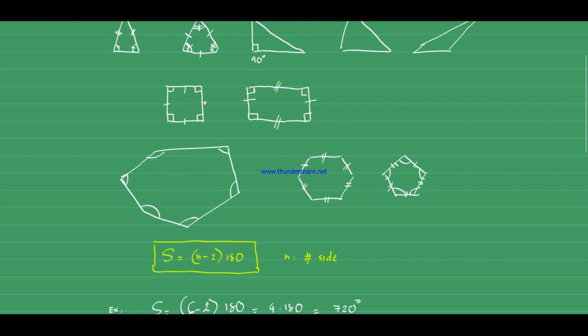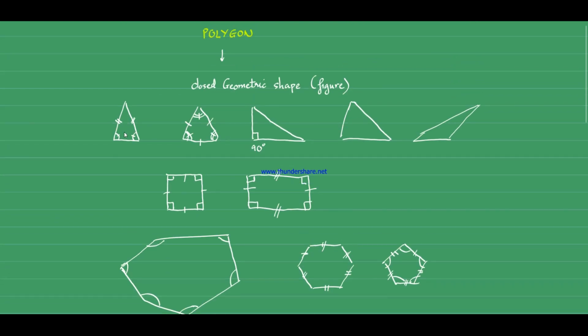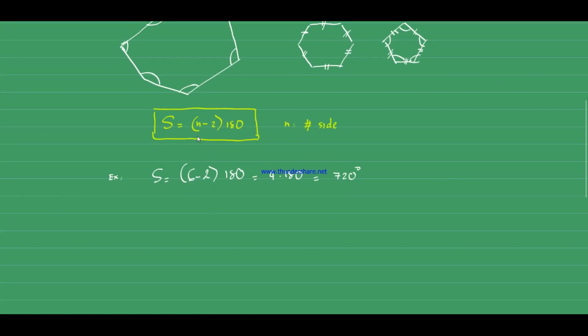Think about it, you have 4 angles, right? So n equals 4, 4 minus 2 gives you 2, times 180 gives you 360 degrees. It means that for a square or rectangle or any quadrilateral, the sum of all its interior angles will be 360 degrees. And think about the triangle, the sum will be 180. You guys already know that.